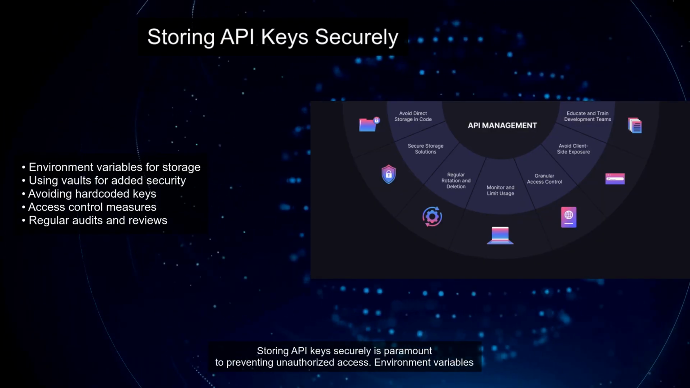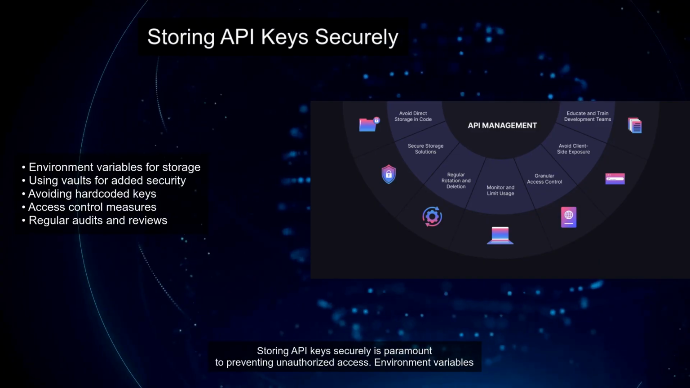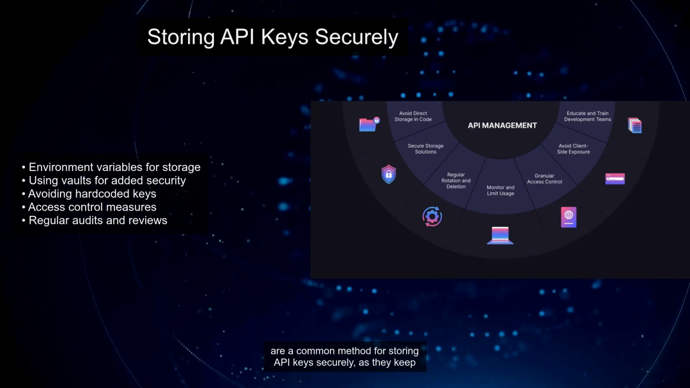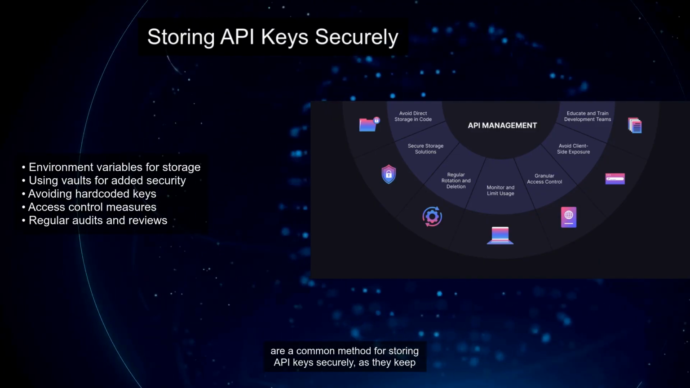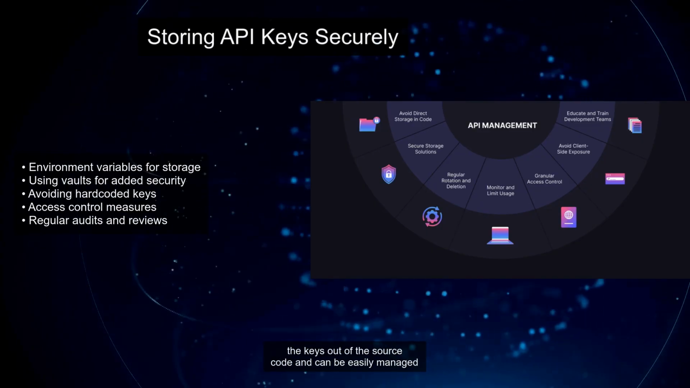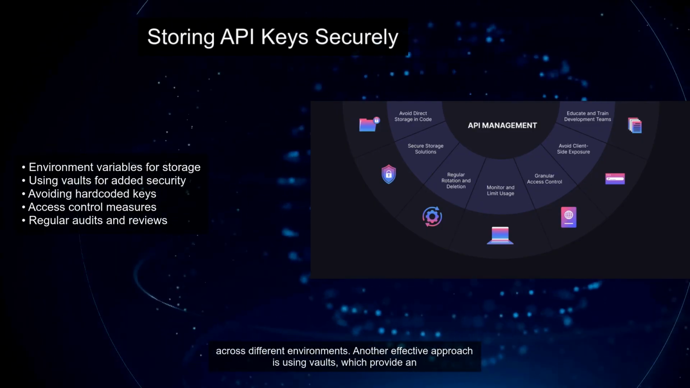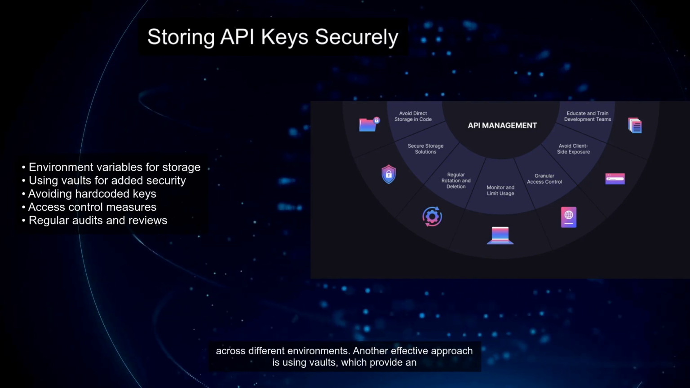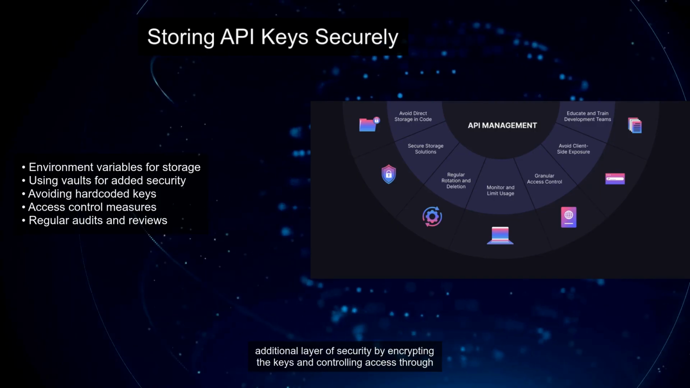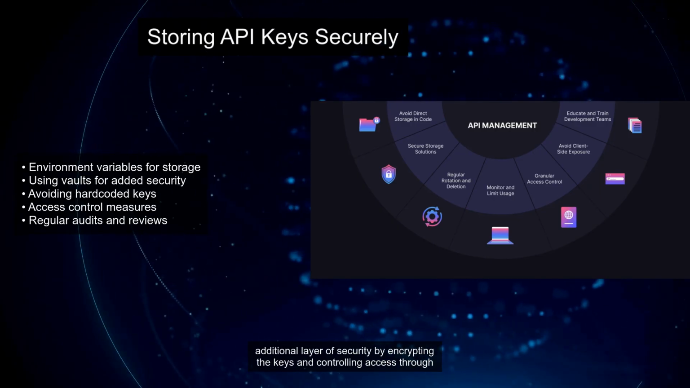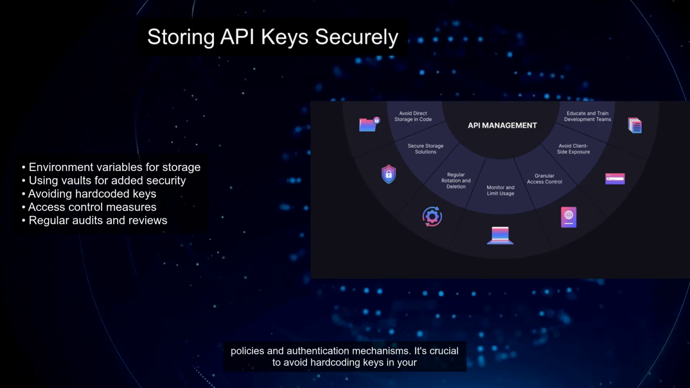Storing API keys securely is paramount to preventing unauthorized access. Environment variables are a common method for storing API keys securely, as they keep the keys out of the source code and can be easily managed across different environments. Another effective approach is using vaults, which provide an additional layer of security by encrypting the keys and controlling access through policies and authentication mechanisms.